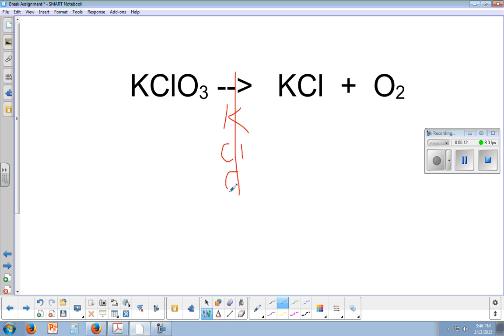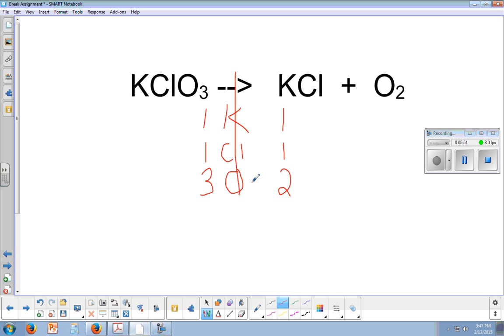So K, Cl, and O. On this side, I have 1 potassium, 1 chlorine, and 3 oxygens. On this side, I have 1 potassium, 1 chlorine, and 2 oxygens. So in this case, these guys are already balanced. The only thing that's not balanced is O. Now, usually, if we have O involved, and we usually do have oxygen involved, we like to save it for last because it's kind of a pain. It likes to show up in multiple molecules in either the reactant side or product side, and therefore, when we change it, we have to wind up changing it again. So I'll show you that in a later example. In this case, we have no choice. We're going to use oxygen first.